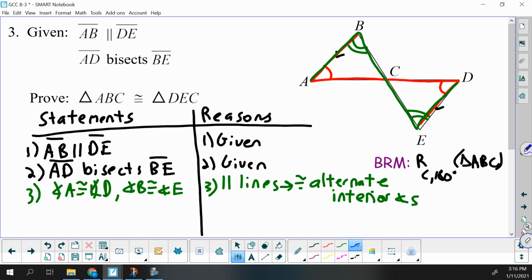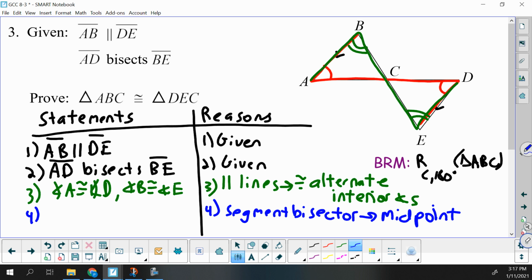Well, our second given there we haven't used yet. That's bisects with a segment following it, so that's segment bisector. Implies midpoint. BE is the one being bisected, so our statement would be C is the midpoint of BE.